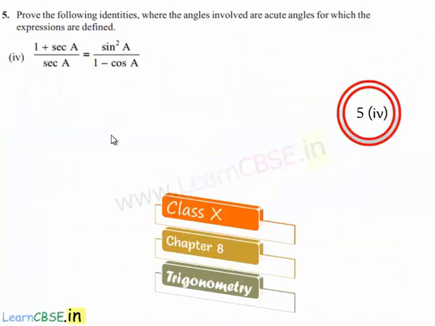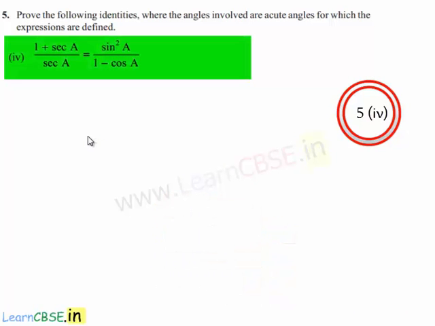Moving on to the fourth bit of the fifth question. Here he has given an equality of two expressions, that is (1 plus secant A) by secant A is equal to sin square A by (1 minus cos A). So let us move on to the solution.